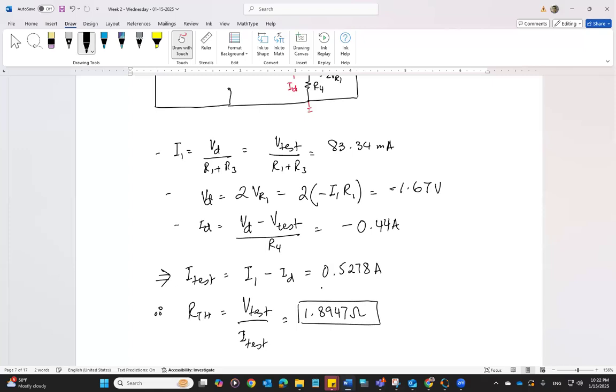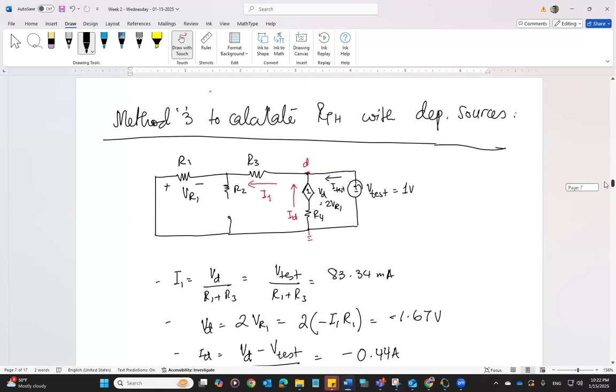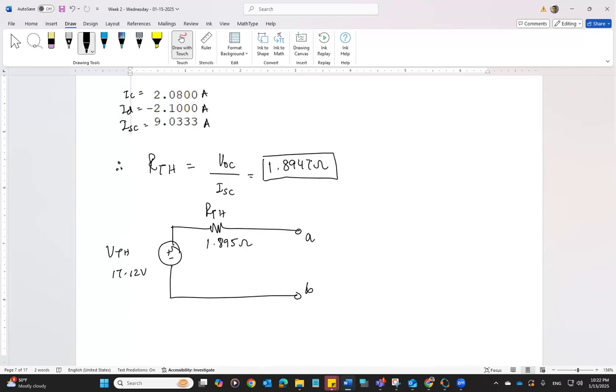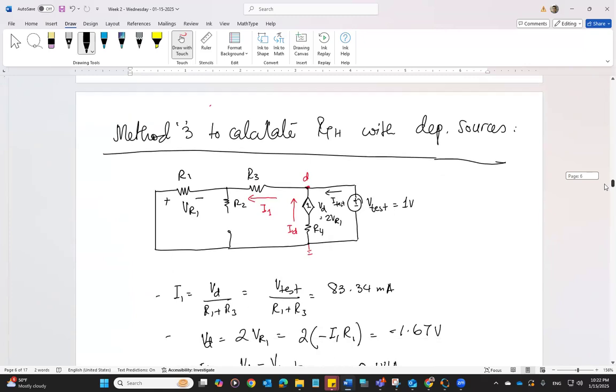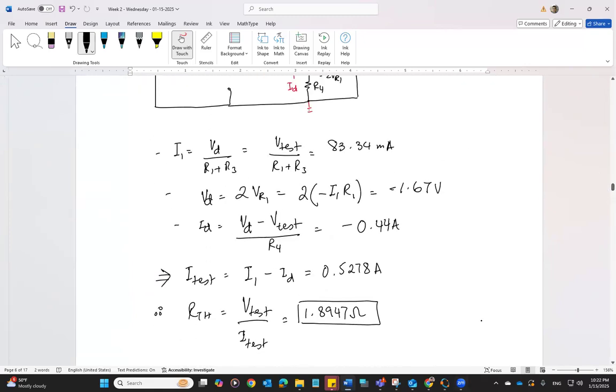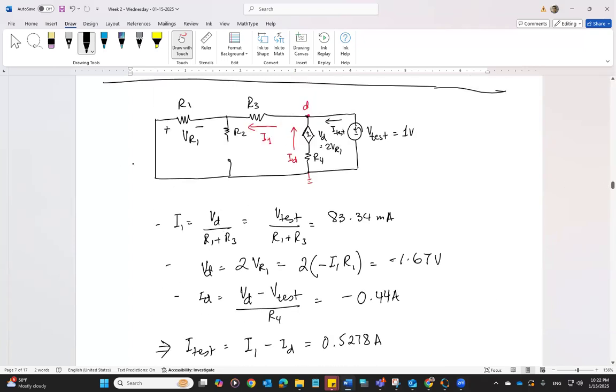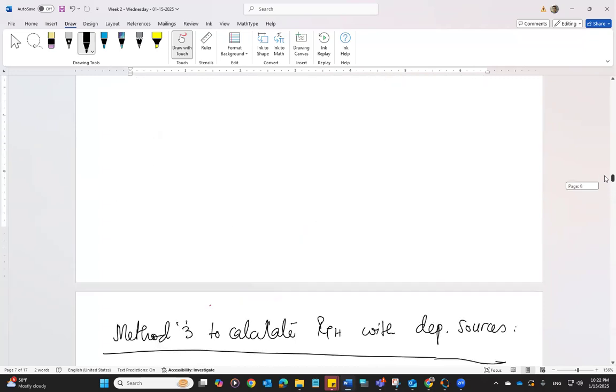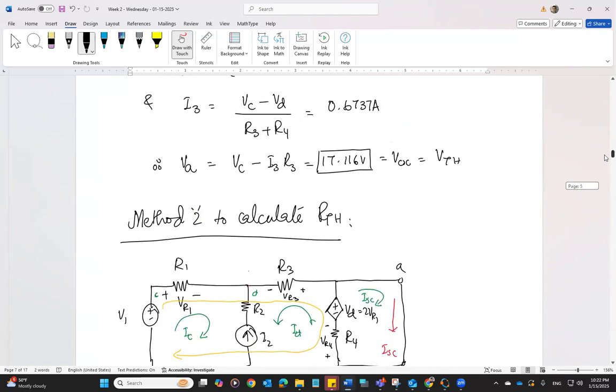And to compare this value, we can look at method number 2, and we got exactly the same R Thevenin, 1.8947. So this is the third method, which in this case was much easier to use in order to calculate R Thevenin. That is, we eliminated the independent voltage source and the independent current source, applied the test voltage source, and then calculated the test current. So this method, which you can see is only 3-4 lines, was much easier than the second method for this circuit only.